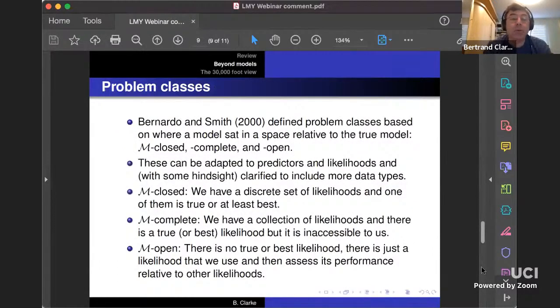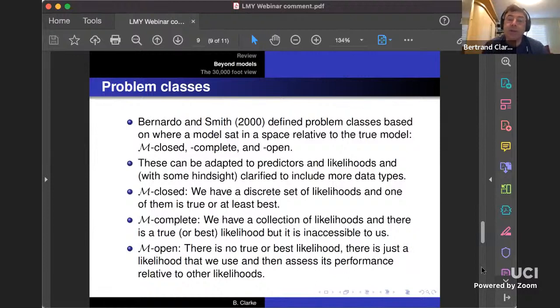So let me take a moment to remind you of problem classes. Bernardo and Smith defined problem classes based on where a model sat in a space relative to the true model. And he used the terms M closed, M complete, and M open. He was thinking of essentially inference problems, but his definitions can be adapted to predictors and to likelihoods, and with some hindsight, clarified to include more data types than his M open class originally did. So the M closed view is we have, in the likelihood context, a discrete set of likelihoods, and one of them is true, or at least best. Okay, so that's our classical setting.